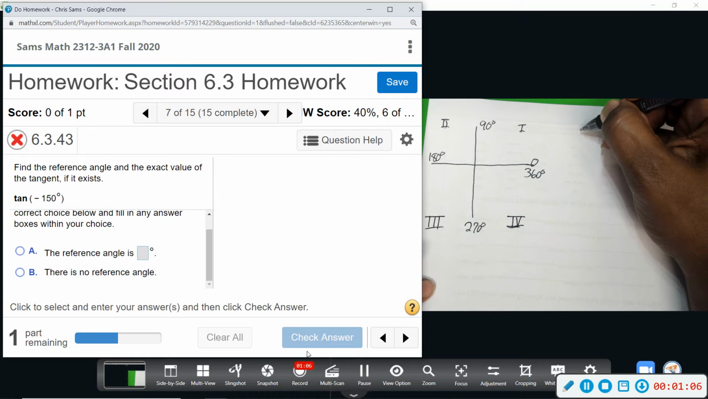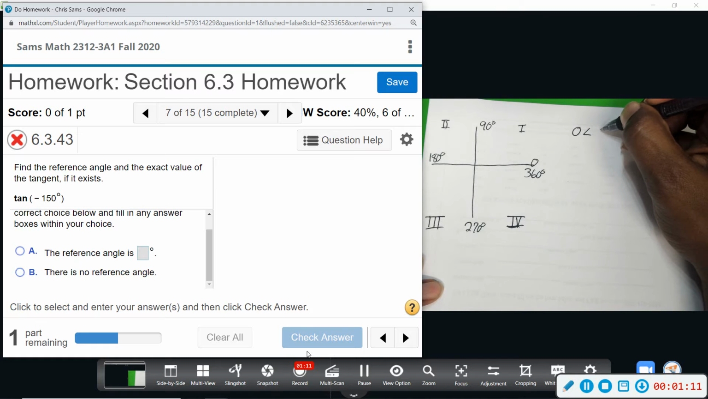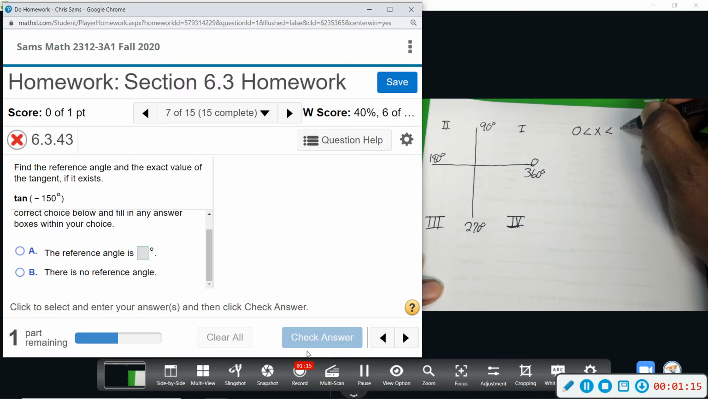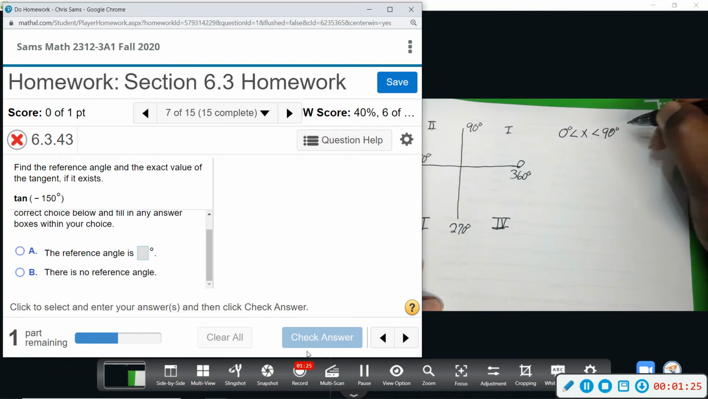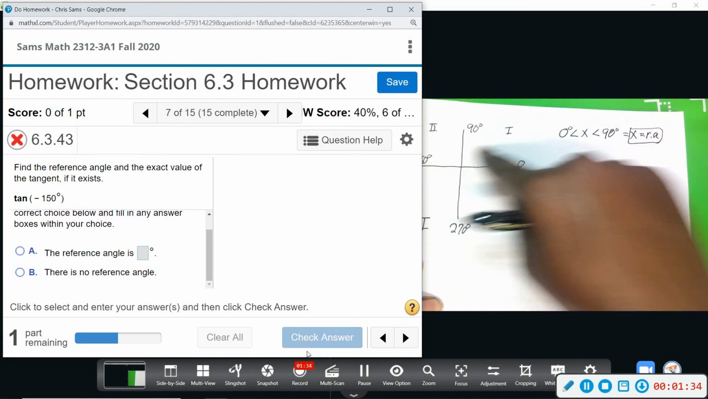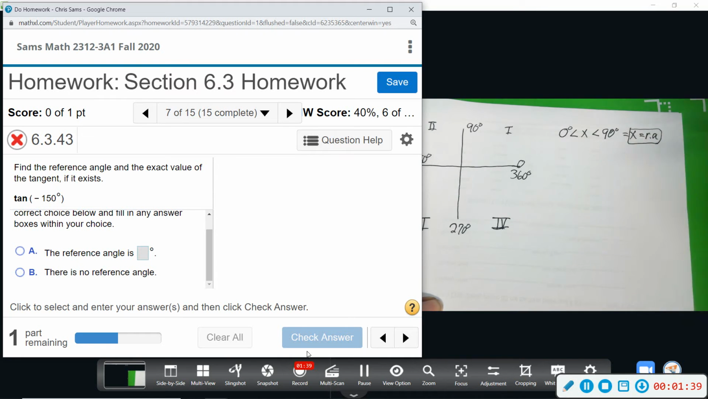If your angle is between 0 and 90 degrees, your reference angle is going to be equal to that. X is the reference angle. I'm just going to say RA. I'm going to abbreviate it. So whatever you get, if it's already less than 90, in between 0 and 90, then that is going to be your reference angle, okay?